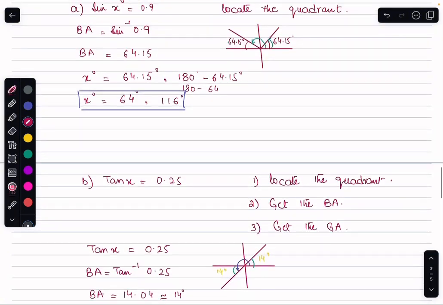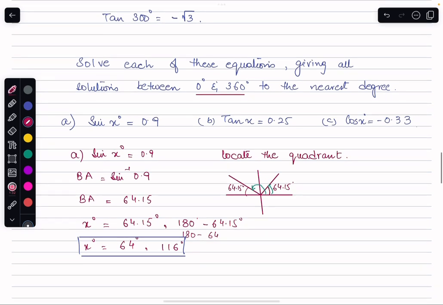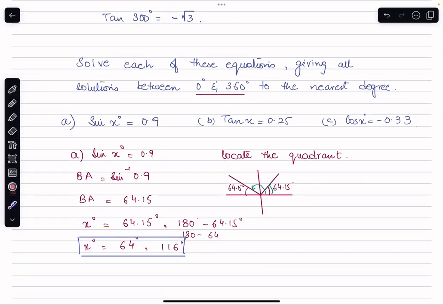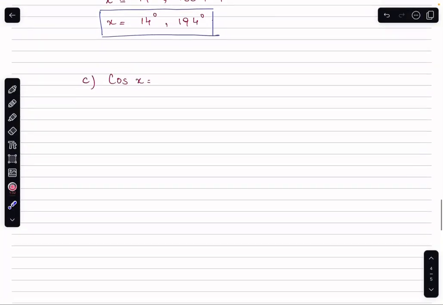Now the third question was regarding cosine, where it says solve each of these equations giving all the solutions between 0 and 360, and now we will be solving for cos of x equals negative 0.33.